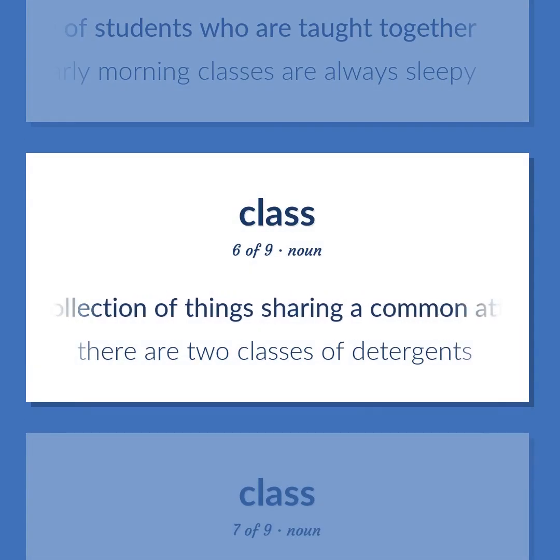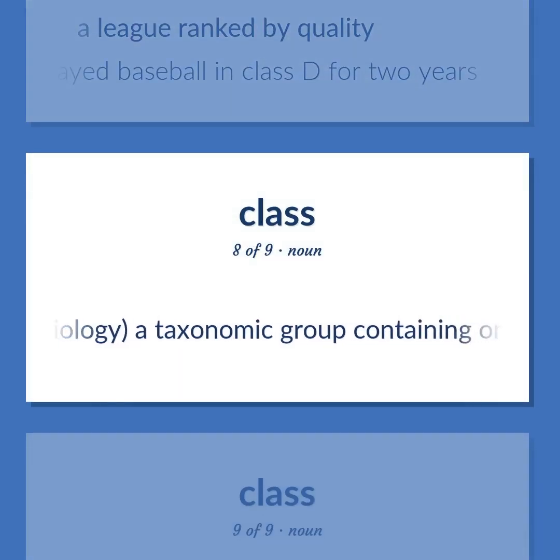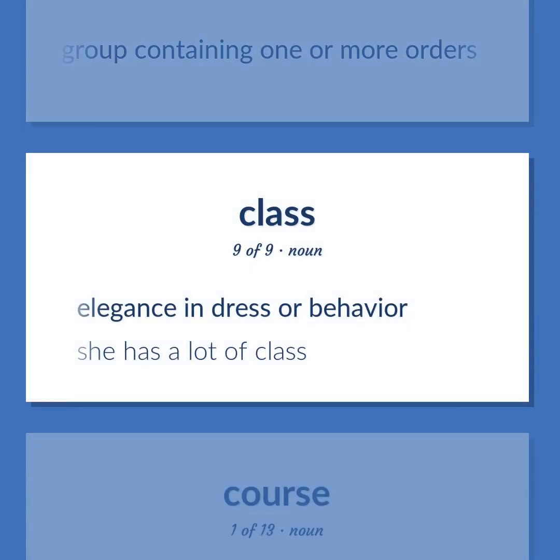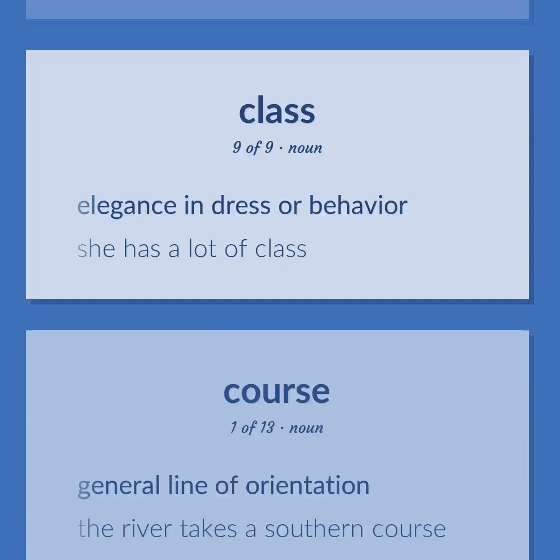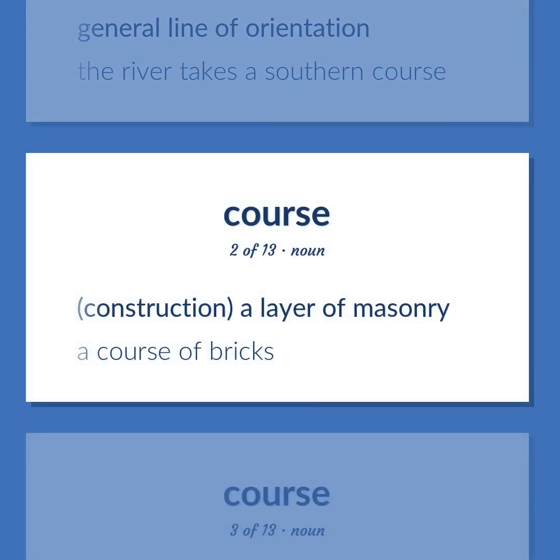A collection of things sharing a common attribute. There are two classes of detergents. A league ranked by quality. He played baseball in Class D for 2 years. Biology. A taxonomic group containing one or more orders. Elegance in dress or behavior. She has a lot of class. General line of orientation. The river takes a southern course. Construction. A layer of masonry.